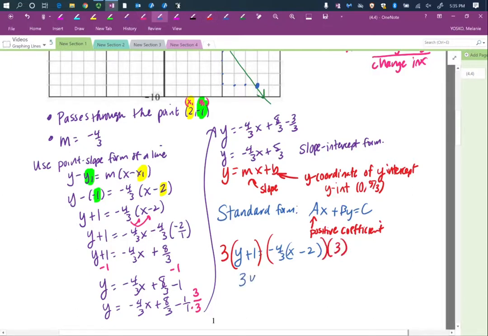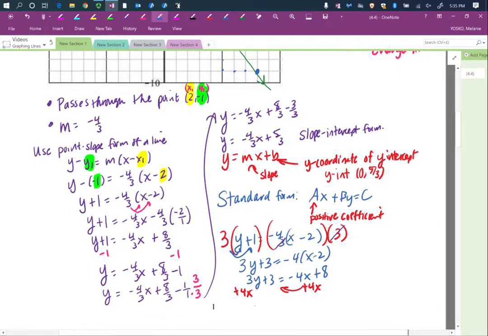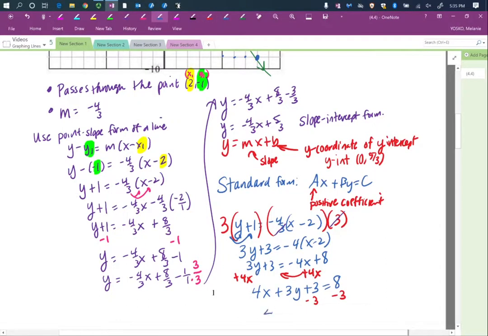So we would get 3y plus 3, because we're distributing, right? This times this. Equals, when we multiply by 3 on the right hand side, the denominator cancels with this 3. So you would have -4 times (x minus 2). So 3y plus 3 equals -4x plus 8. Now let's move this x term over here, so we're going to add 4x to both sides. When we do that, we get 4x plus 3y plus 3 equals 8. Then we subtract 3 from both sides. We end up with 4x plus 3y equals 5. This is in standard form.